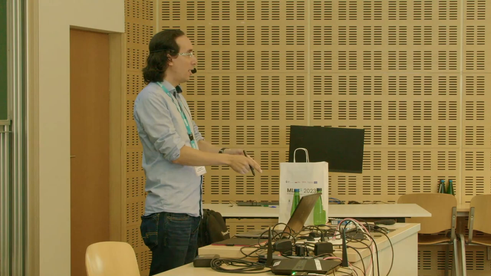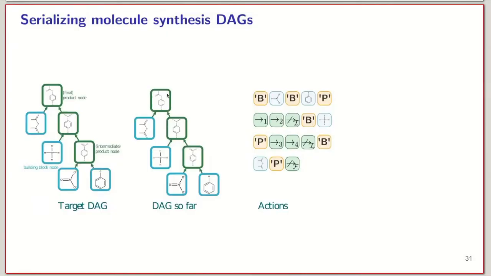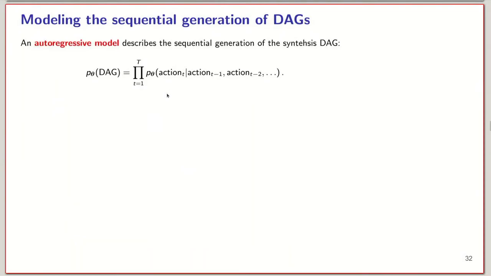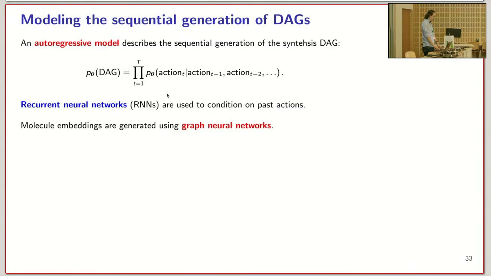Good. So you just have this sequence of actions, and you just basically have to specify a probability distribution for the next action based on the previous ones. So we are going to use this autoregressive model that is going to generate this synthesis graph one step at a time. And for that, we are going to use a recurrent neural network. The recurrent neural network is receiving as input the previous actions. We are going to generate embeddings for all the molecules in our graph using graph neural networks.